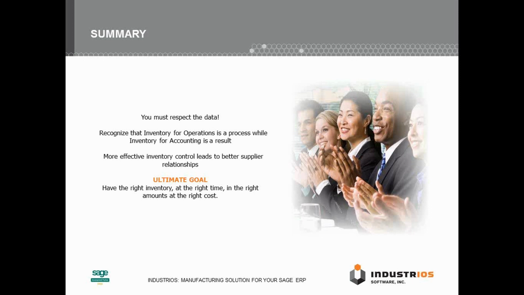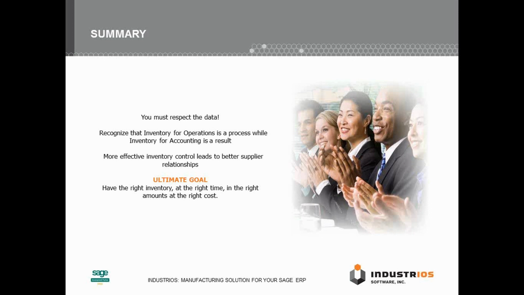Recognize that inventory for operations is a process or a group of processes, and it's really the flow of those processes and getting them into control is critical. Inventory for accounting, which is just as important, is a result and a number that is used for reporting, which is fantastic, but we want to make sure that we focus on those processes. You can, in your supply chain, really use effective inventory control.